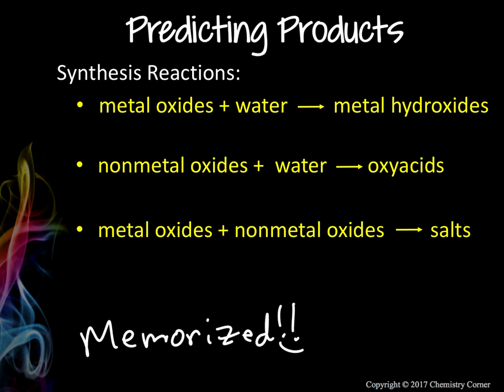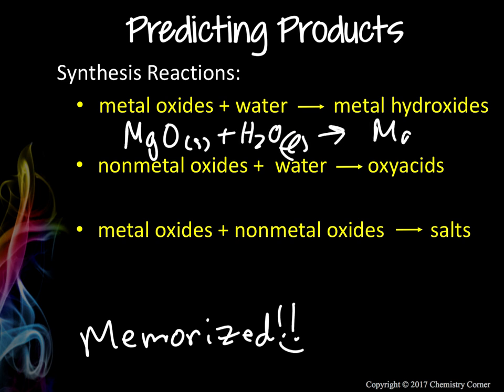But let me give you an example. I already did one, so I'm going to do a different one. I'm going to do magnesium oxide. That's a solid. I'm going to react it with water, which is a liquid. And then I'm going to make magnesium hydroxide. Okay, now you're sitting there thinking, hey, Mr. Haight, is it balanced? I think it is. Let me see. I've got one magnesium. I've got two oxygens, one, two. I've got two hydrogens, one, two.